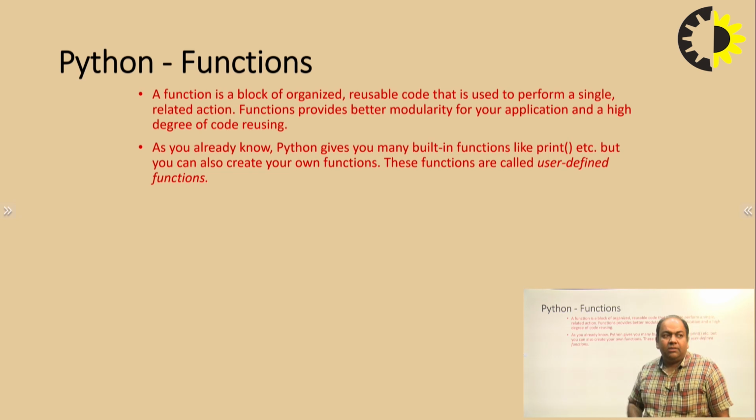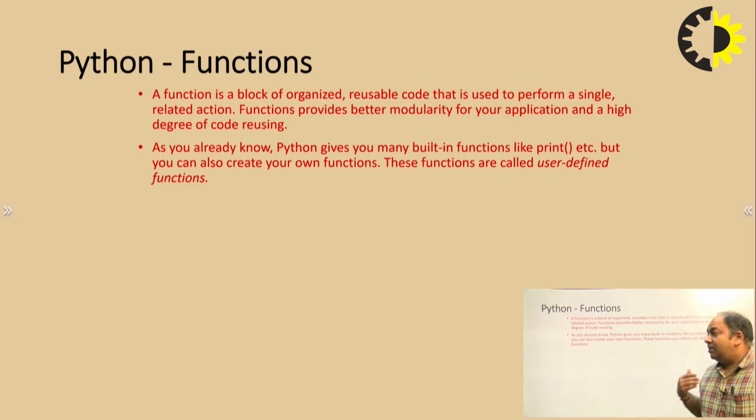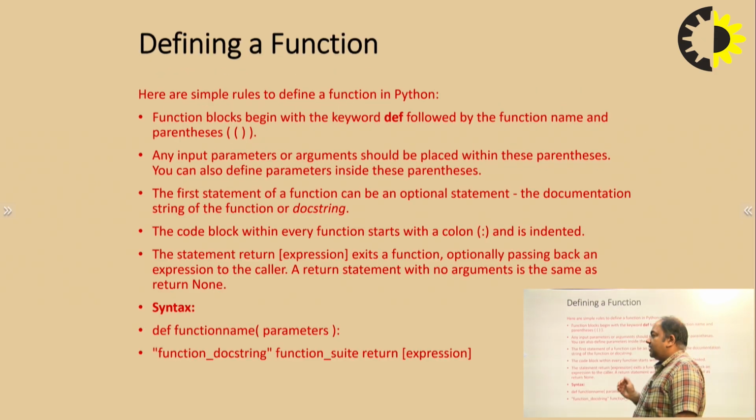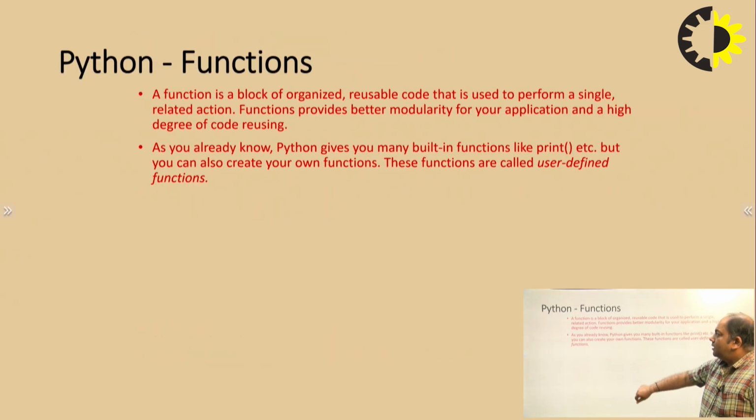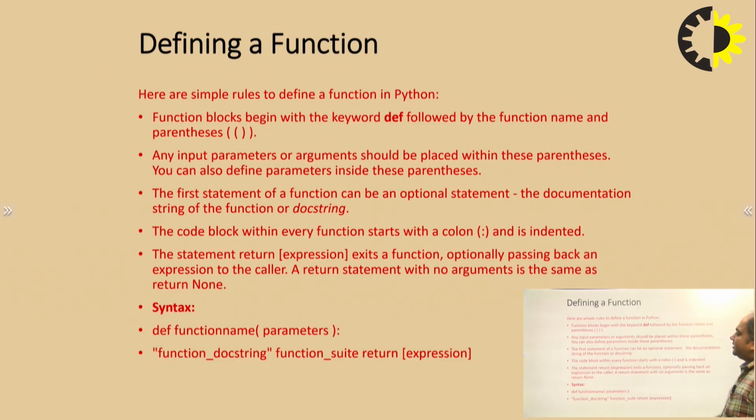Next, I will only discuss the definition of the function in Python, and the details of the function I will discuss in another lecture. A function is a block of organized, reusable code that is used to perform a single, related action. We use the keyword def followed by the function name and the parentheses, and the syntax is defined as def function_name, then its parentheses, then we write the function body.